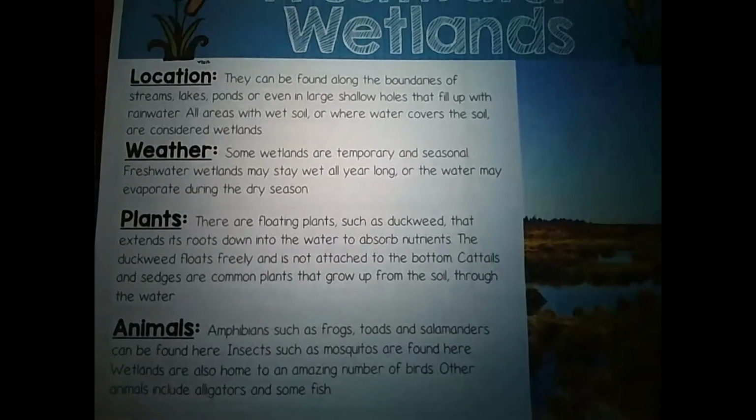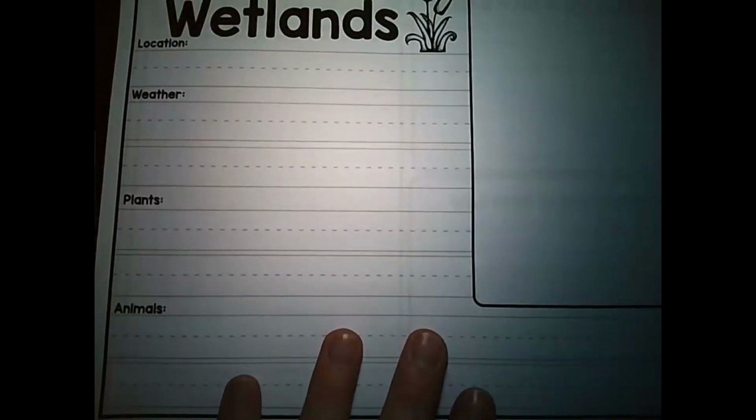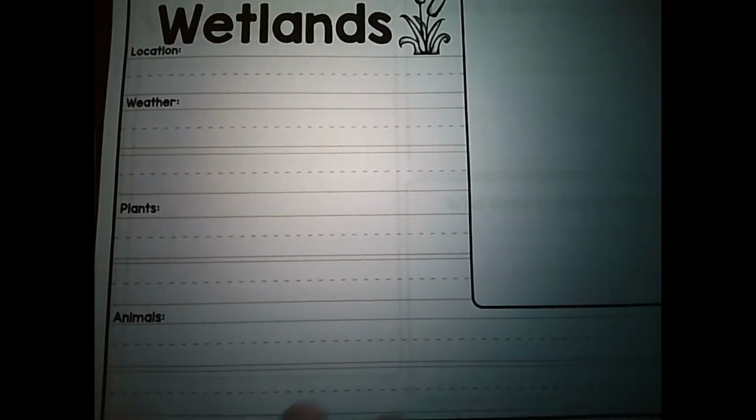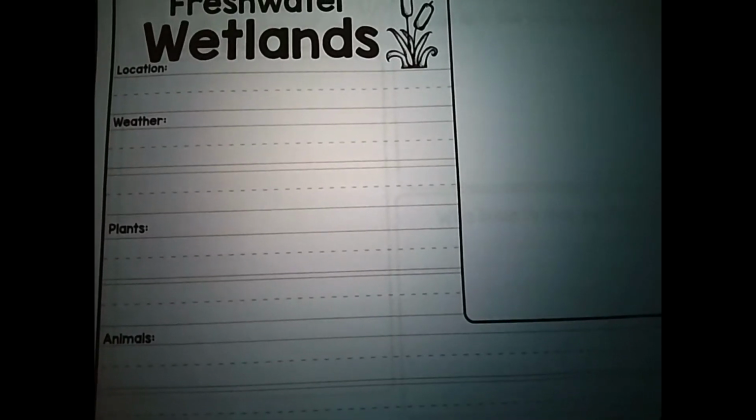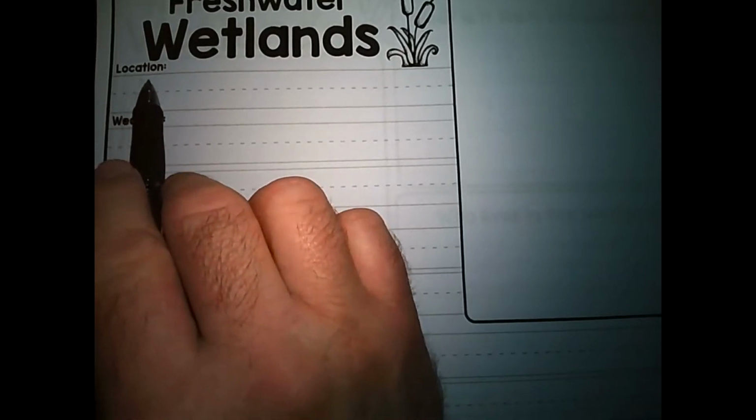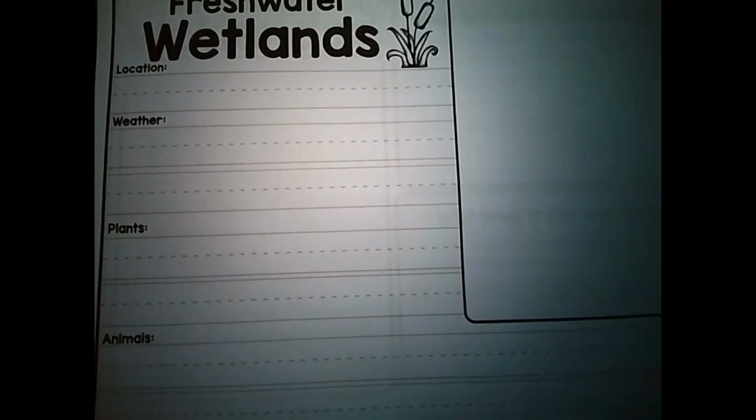All right, with all of that out of the way, let's look at our first worksheet for the wetlands. You'll notice it's basically just repeating all the information we just learned. Our first worksheet is all about location, weather, plants, and animals. So for our location, there's not one place that we can find a wetland. There's a bunch of different places: shallow holes, streams, lakes, ponds, stuff like that. I want you to pick the best answer that suits you and put it right here, okay?